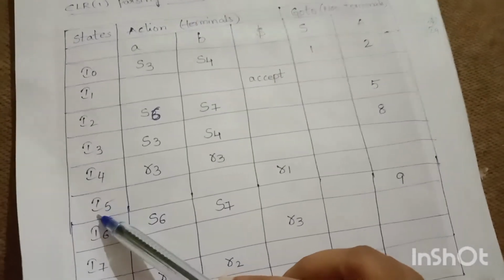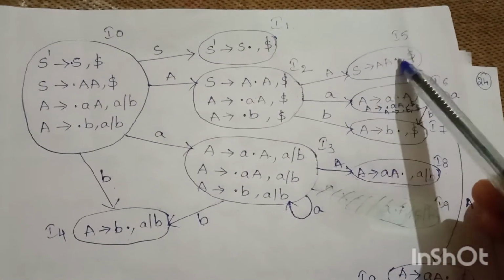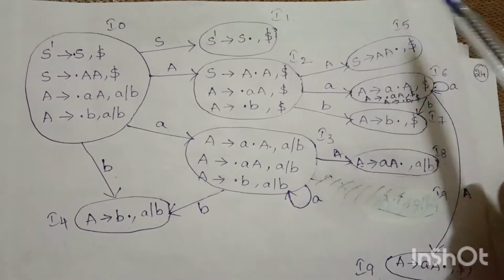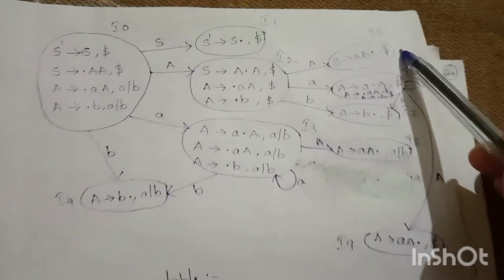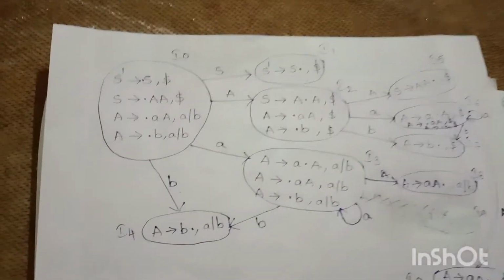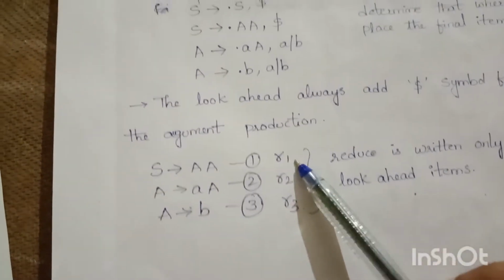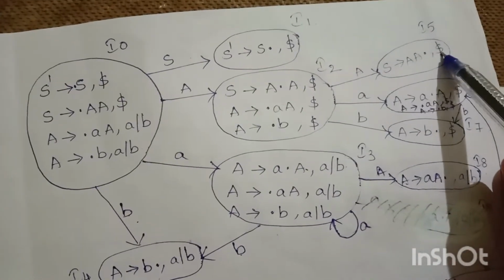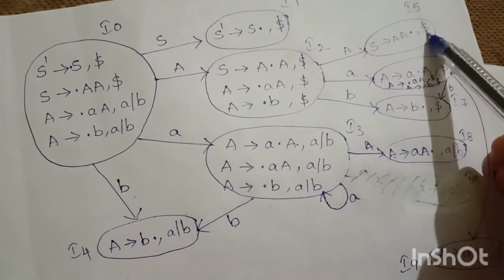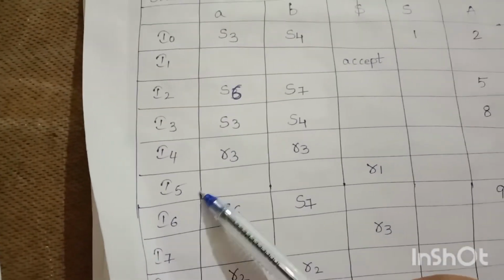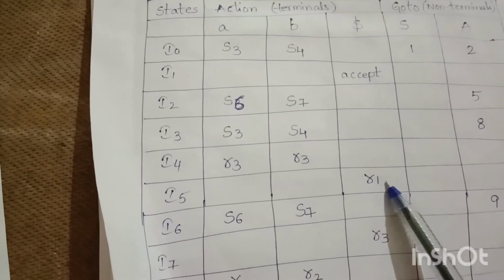And next, I5. Check state I5. So I5 state is S tends to AA. So this is also not moving to any other state, so you need to write reduce here also. S tends to AA, what we have written here? We have written reduce 1. Where we need to write reduce 1, you need to write in the look ahead symbol. What is the look ahead symbol here? Dollar. So in place of dollar, in state I5, you need to write reduce 1.